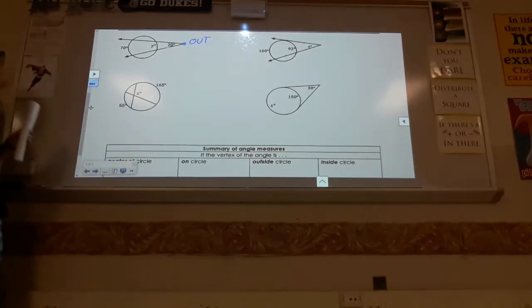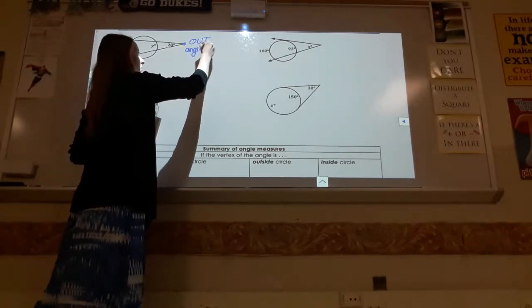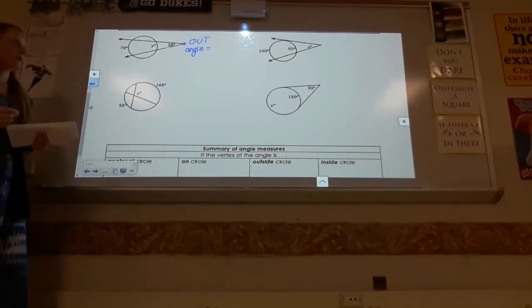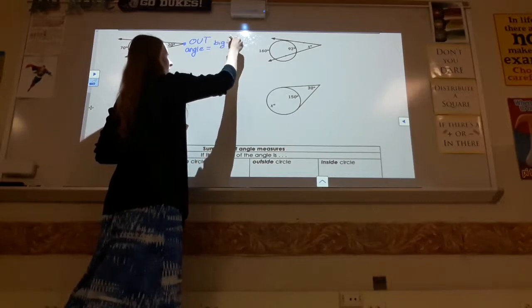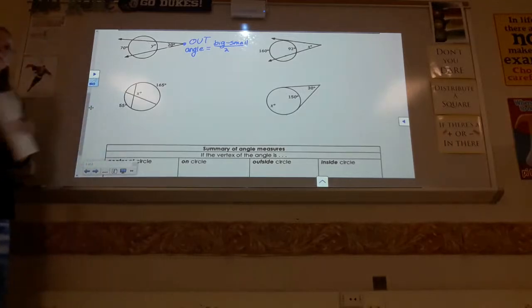To get the muscle memory of the formulas, I want you guys to handwrite the formulas and then we'll plug everything in. So the angle equals, when it's outside, what is the formula? Big minus small. Big minus small divided by 2. So I'm going to handwrite the formula and then we're going to plug in everything we know into the formula and solve for what we're missing. So do I know what the angle is?